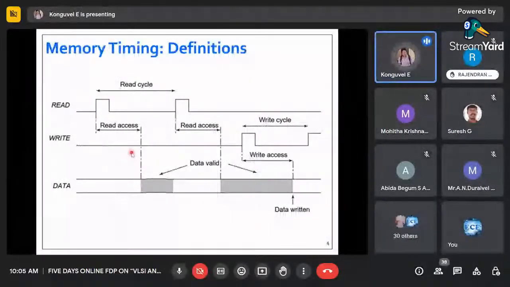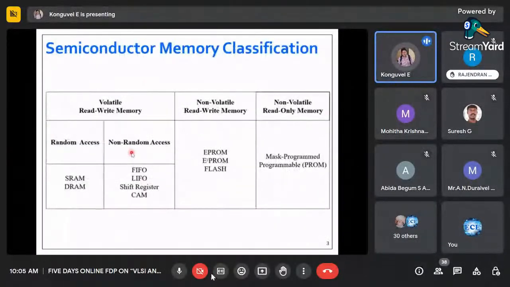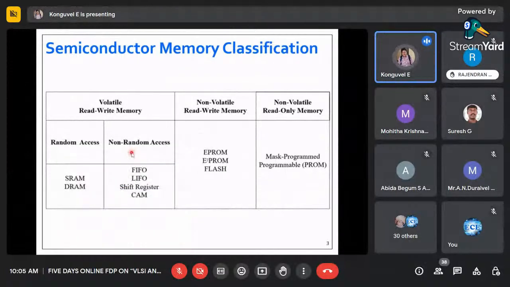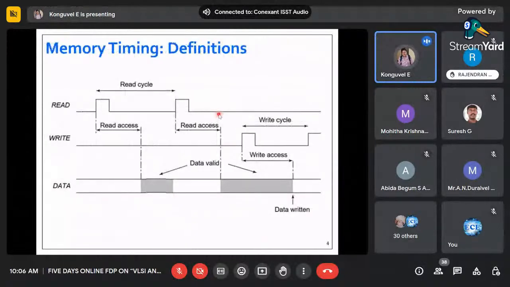So in semiconductor classifications, as I said, we have volatile and non-volatile types. In volatile we have random access and non-random access, whereas in non-volatile we have read-write memory and read-only memory. With this introduction, we move on to the memory timings, because whenever we write data, we put the data into the memory cell, and reading means whatever data we have in the memory cell, we have to read it.